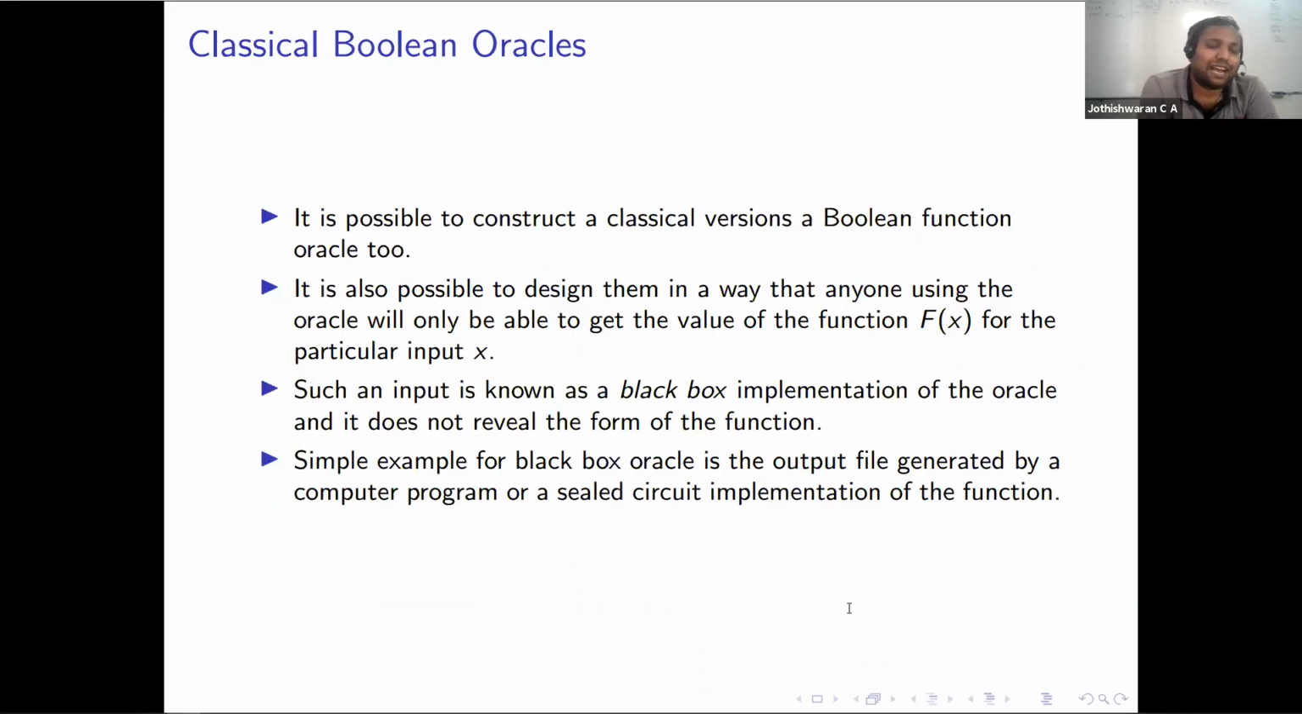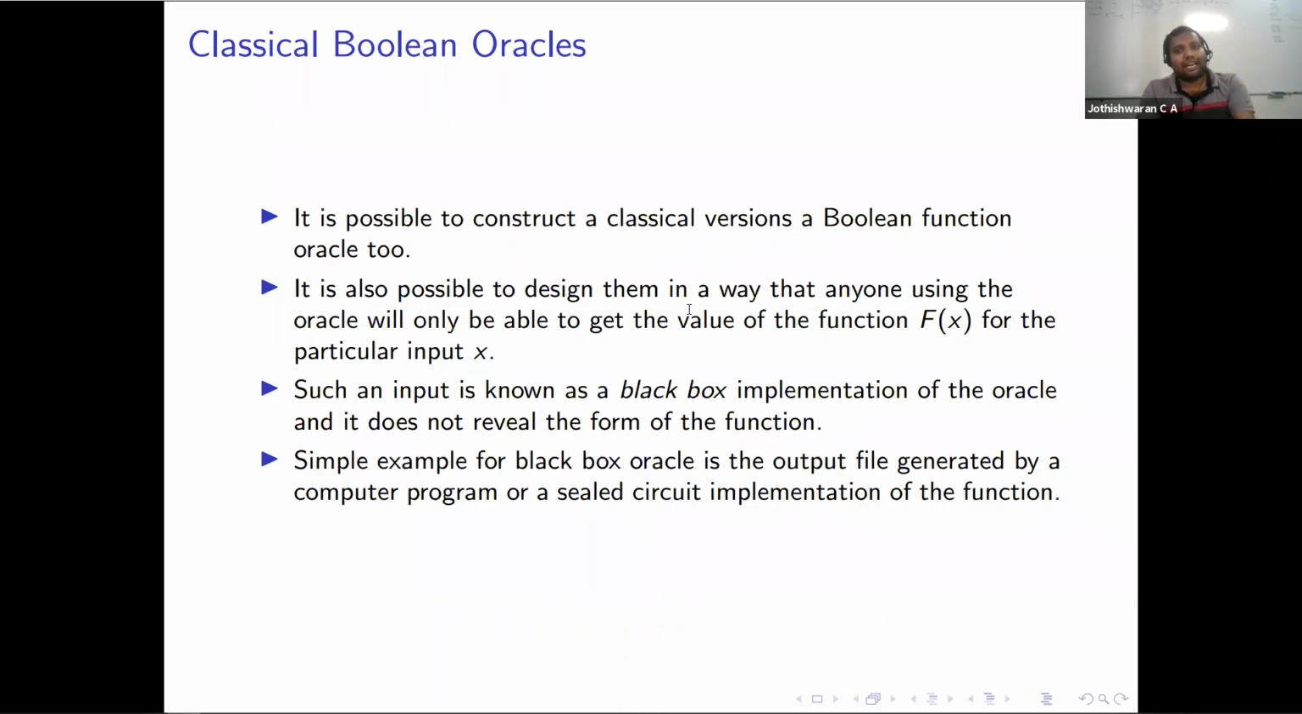Now, I just mentioned that we shall not talk about classical oracles, and this slide is titled Classical Boolean Oracles. What do I mean here? Well, let me go through this slide, and you'll understand. So what is a classical oracle? What is the thing that I'm referring to as a classical oracle?